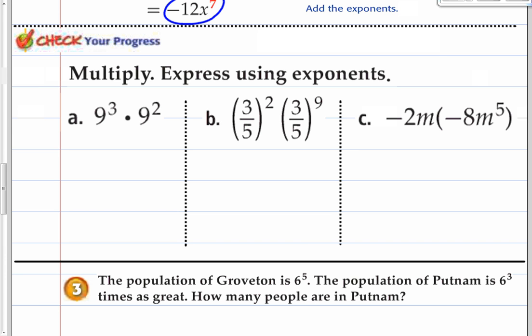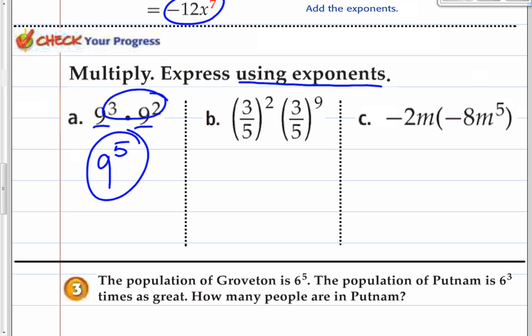I'm actually going to do them right here for you right now. Let's take our 9 to the 3rd times 9 to the 2nd, which is our a. 9 to the 3rd power times 9 to the 2nd. Notice the 9's are the same. That means the bases are the same. Therefore, we can add the exponents, and that will be our final answer if we're writing it using exponents. So there's your 9 to the 5th power.